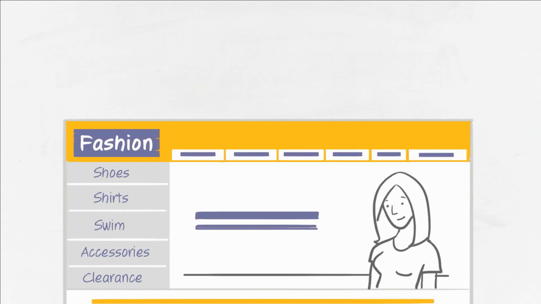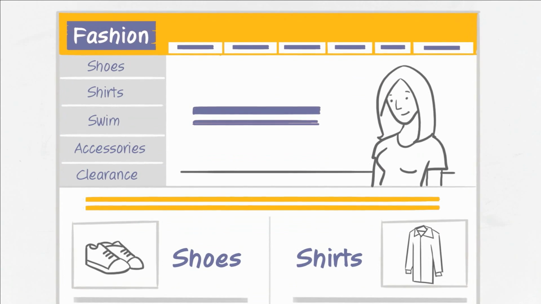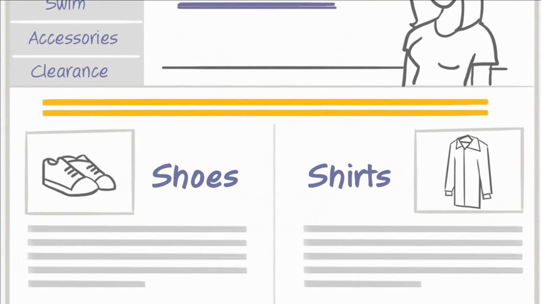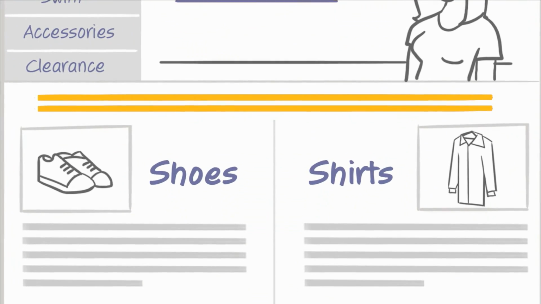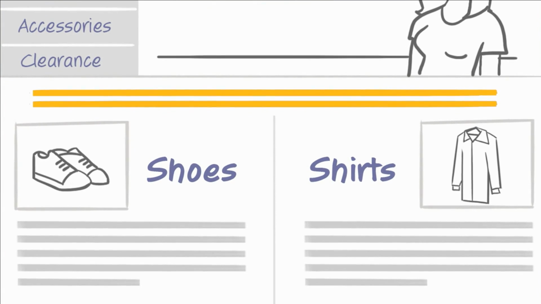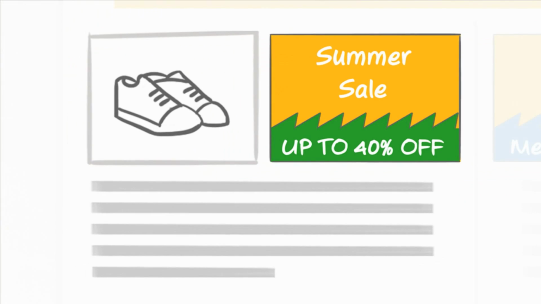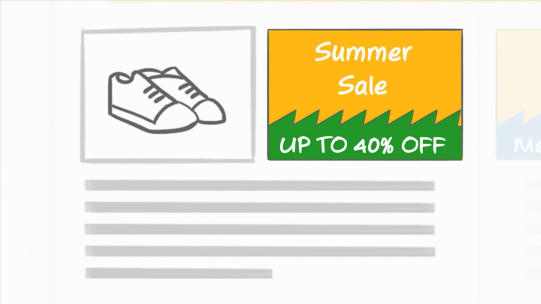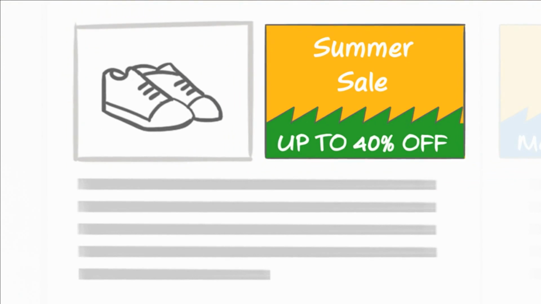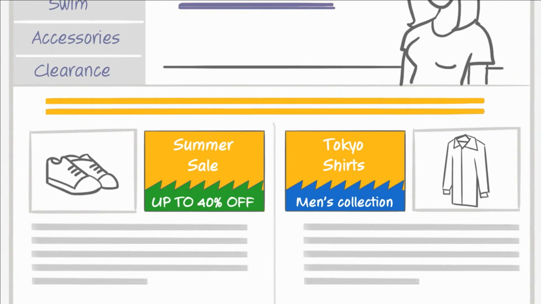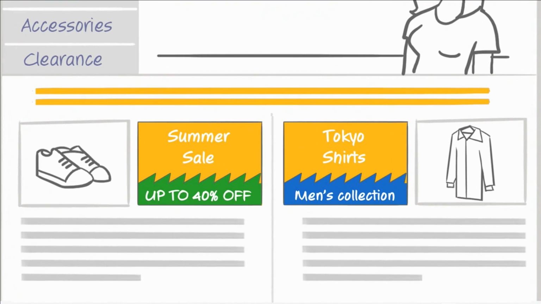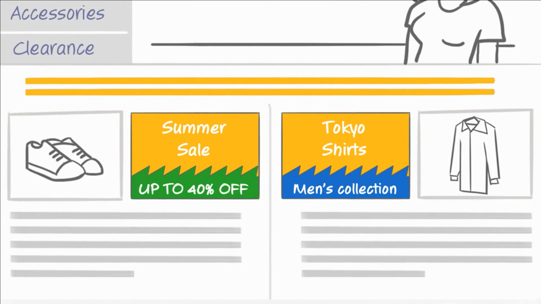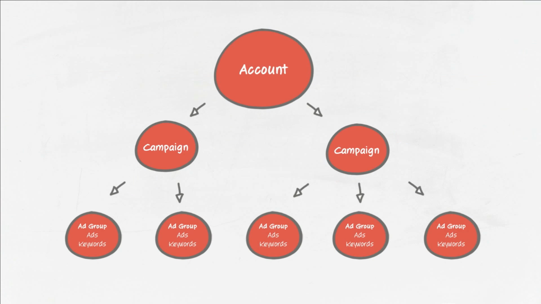For example, if you have an online fashion store, you could have one campaign for shoes, one for shirts, and so on. You can even have campaigns for different promotions or regions of the world, like a summer promotions campaign, where you put all ads related to your summer promotions. Your campaigns can be as high level or detailed as you want them to be. Whatever works for you.